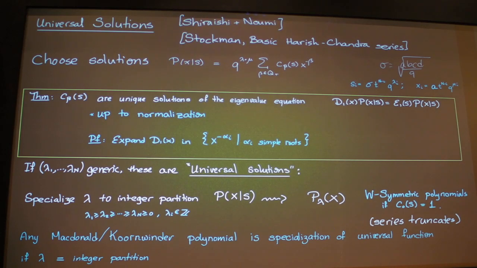Okay. And then if lambda 1 through lambda n are just formal variables, these series are universal solutions in the sense that if I specialize lambda to be integer partitions of this form, then P of x and s becomes a polynomial. The series truncates. And any of the Koornwinder polynomials and any of the Macdonald polynomials can be obtained in this way, so these are universal functions in that sense. So this is when lambda is an integer partition, and important, the normalization. So the normalization, if you're going to want to get the Koornwinder polynomials, C0, the first coefficient here, is equal to 1.